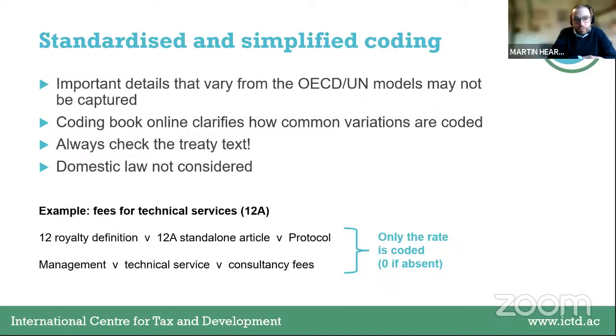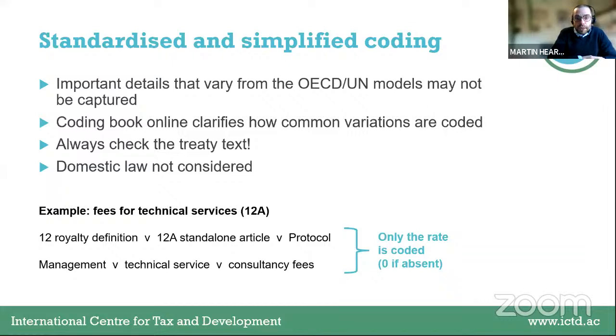But within that, there's lots of decisions to make. So we don't take into account the different ways that that might be delivered. So whether that's through including fees for technical services in the royalty definition, whether that's through a standalone article such as 12A of the UN model, or whether that's through a protocol at the end of the treaty.